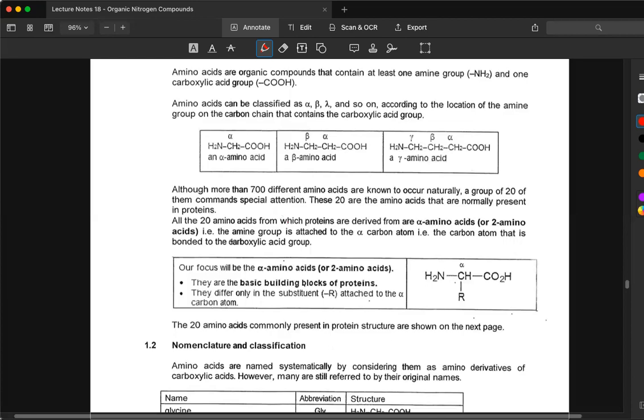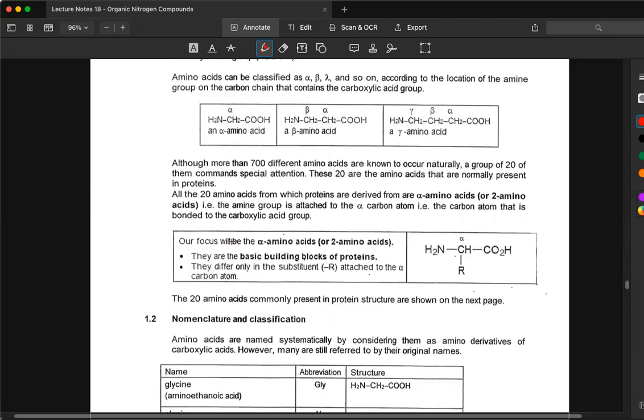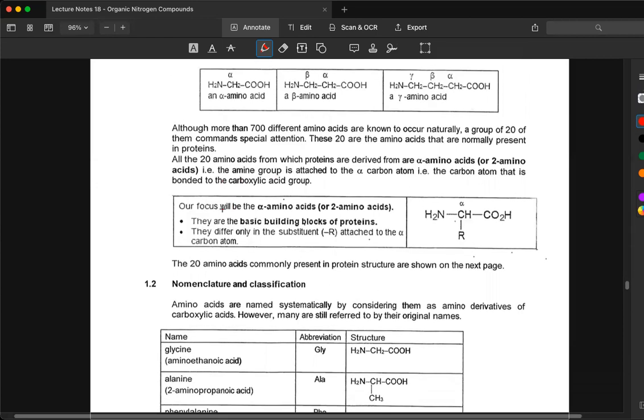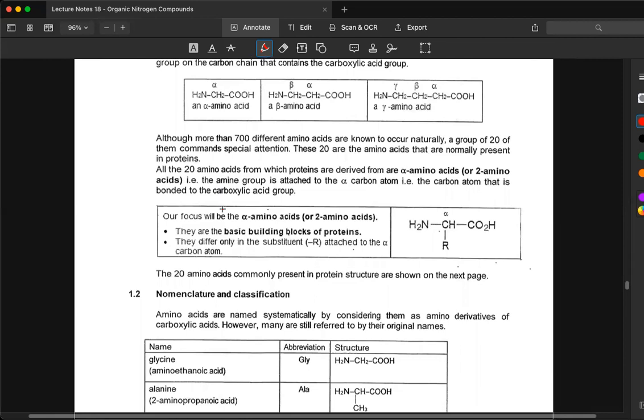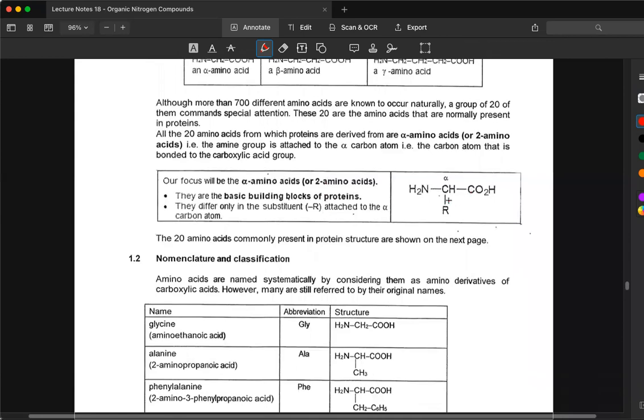All the 20 amino acids from which proteins are derived are actually alpha amino acids, or 2-amino acids. So the amine group is attached to the alpha carbon atom. Our focus will be only on the alpha amino acids due to the time allocated to study the syllabus. These are the basic building blocks of proteins. They differ only in the substituent R attached to the alpha carbon.